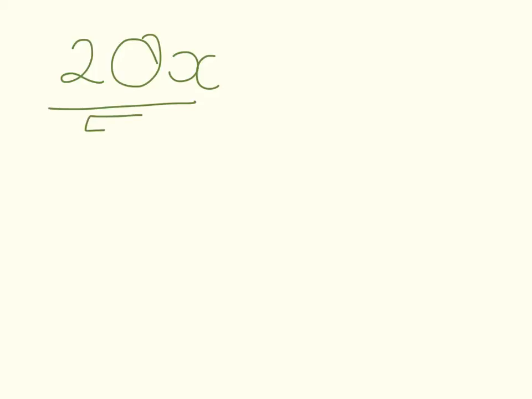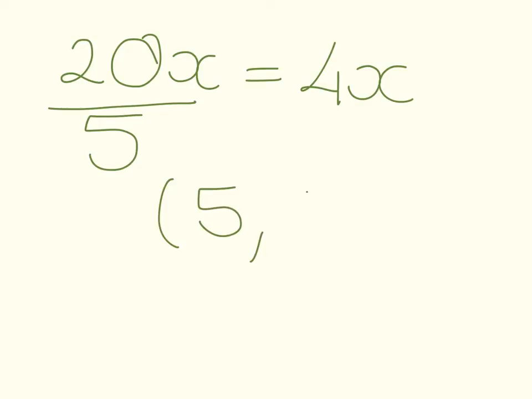Our method for solving these doesn't change when a letter becomes included. So if I wanted to find the factor pair of 5 for 20x, I would go about it in the exact same way. I would divide by 5. And 5 goes into 20 4 times, so I'm left with an answer of 4x, because 5 cannot be divided into x. So my factor pair would be 5 and 4x.